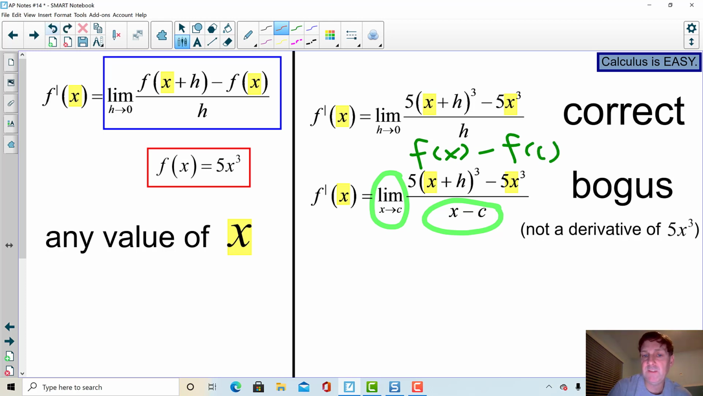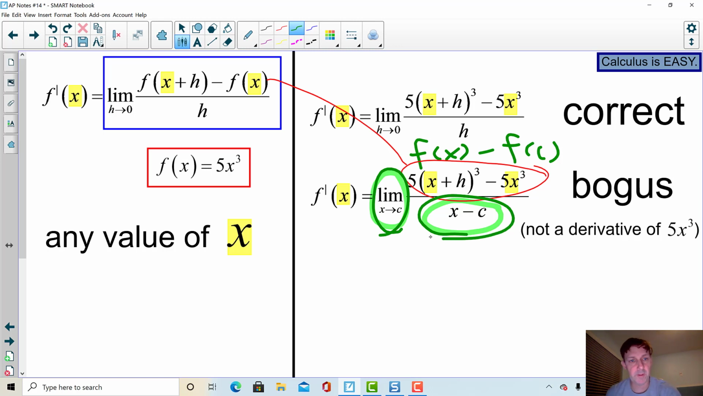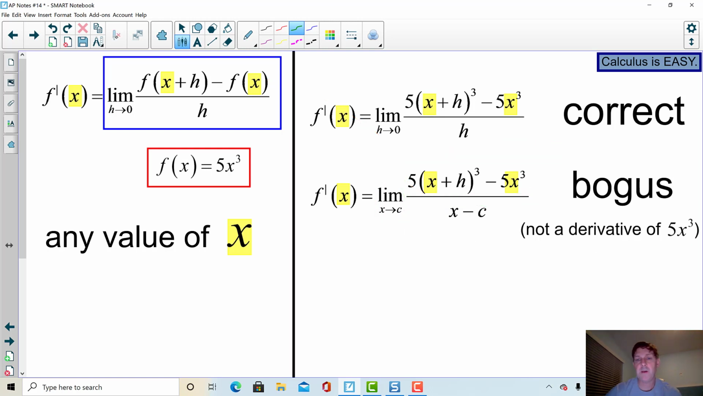So what we have in this example is the correct top that goes with this formula. But these two things go for the other formula. So this limit is not the derivative of 5x to the third. Now this limit still might have an answer, but it's not the derivative of 5x to the third.